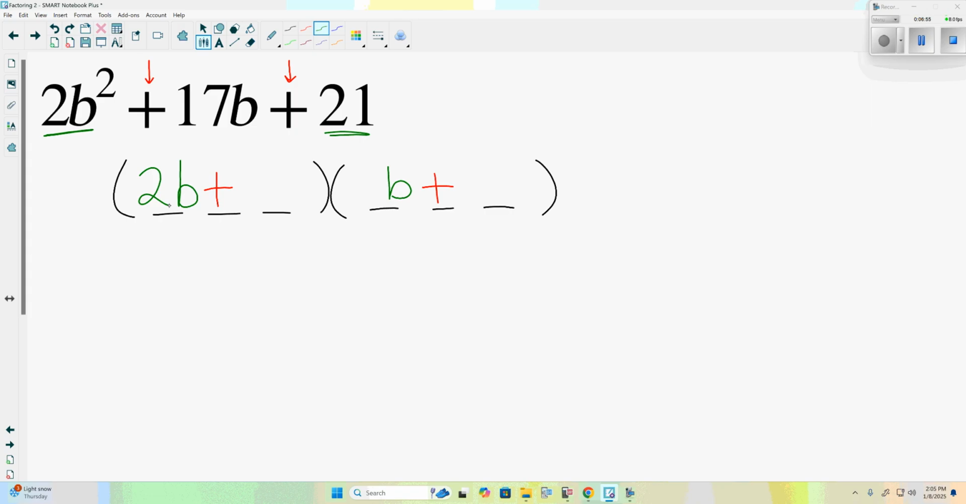Now we need to find the factors of 21. Now the factors of 21 are 1 and 21 or 3 and 7. Which one of these do we want to try first? 3 and 7. Which one do we want to put with the 2? 3 or 7? 3. And we'll put 7 with the other term.